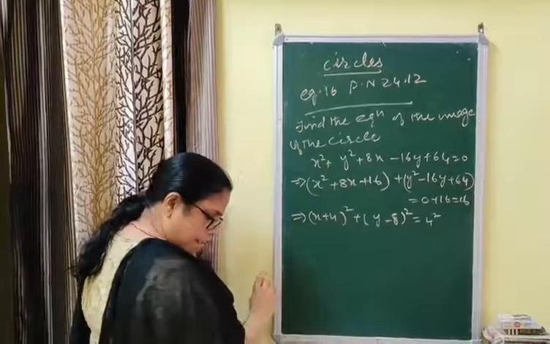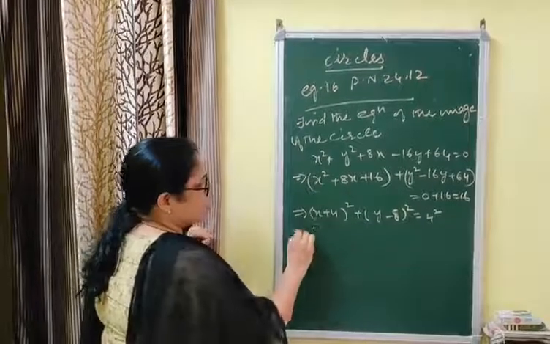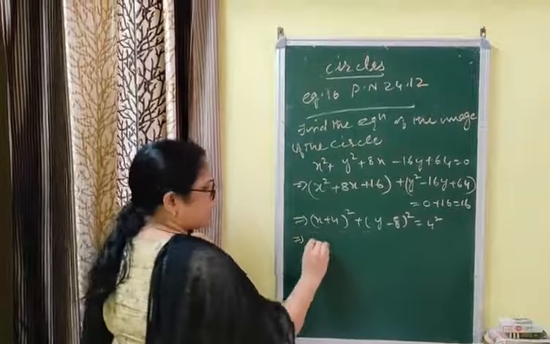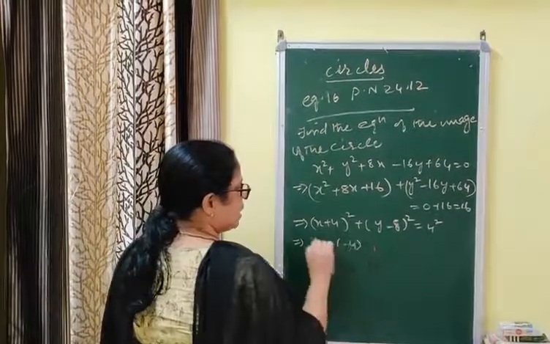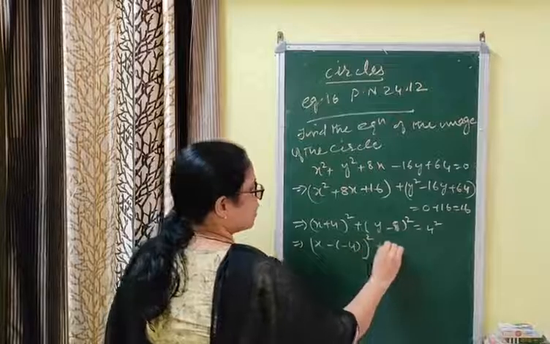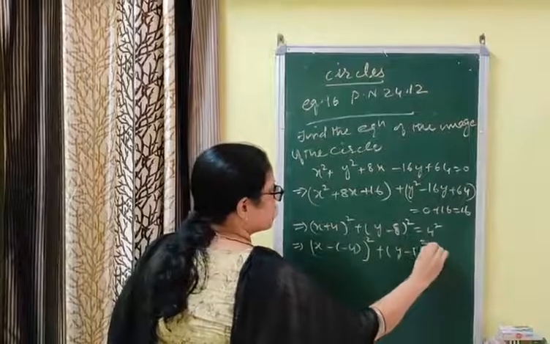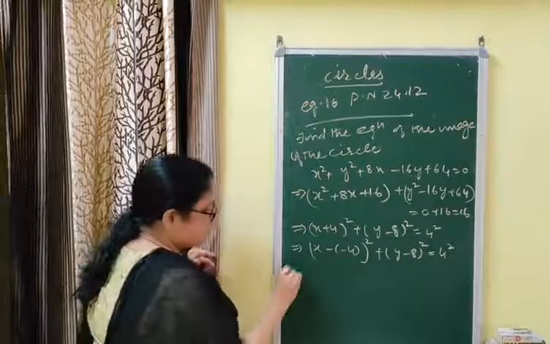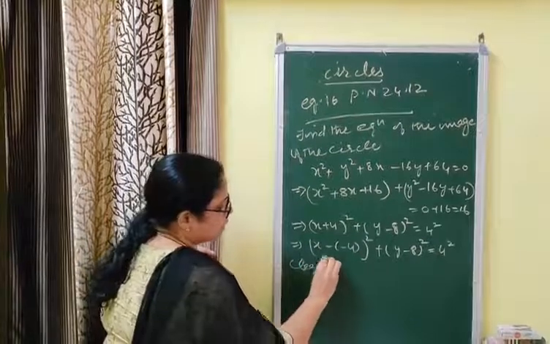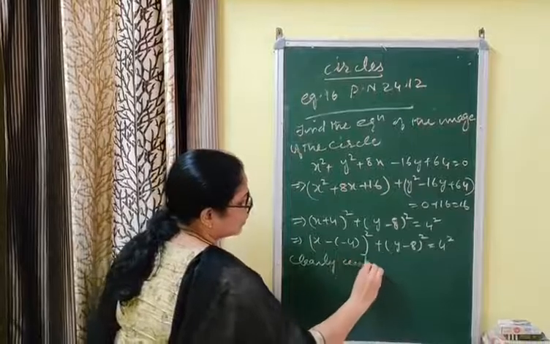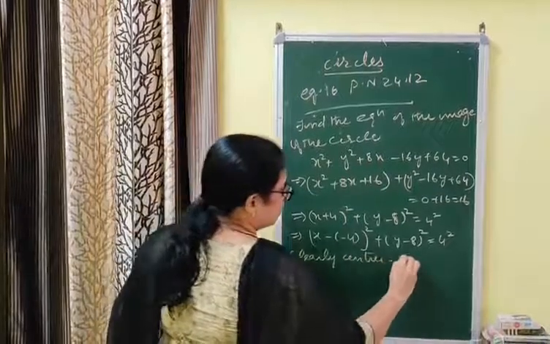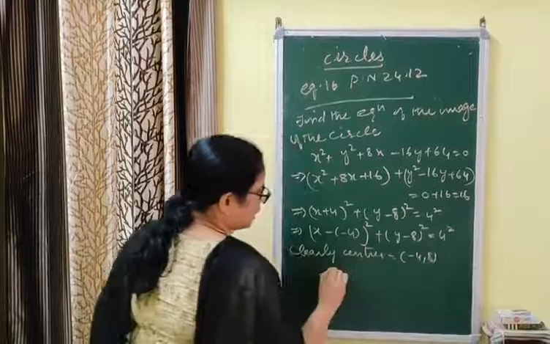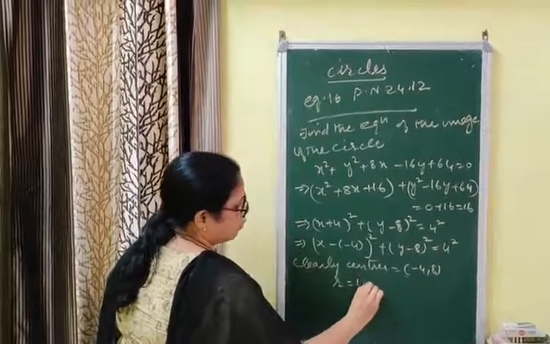In order to convert it to the basic form, (x minus h) whole square plus (y minus k) whole square, we can write this as (x plus 4) whole square plus (y minus 8) whole square equal to 4 square. That means clearly the center of the circle is minus 4 comma 8 and the radius is 4 units.